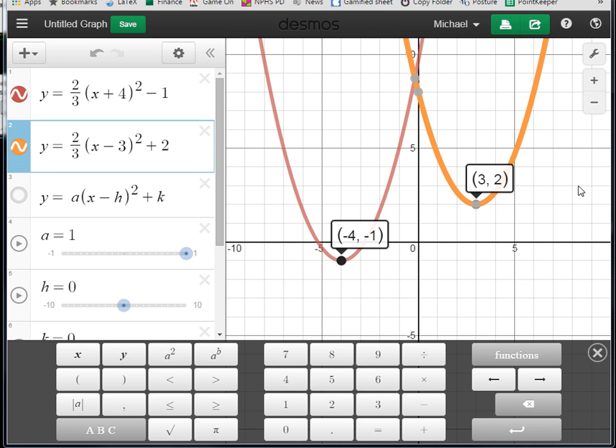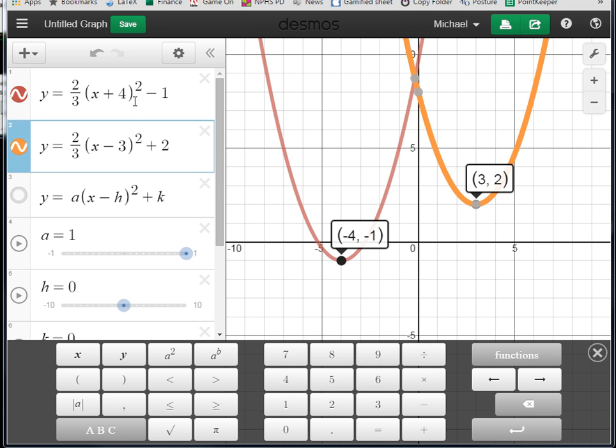So I would love to tell you a lot more about the vertex form of quadratic functions, but what I'd like to do is in another video show you how to convert from the standard form of a quadratic function into this vertex form, which makes it easier to graph and understand.